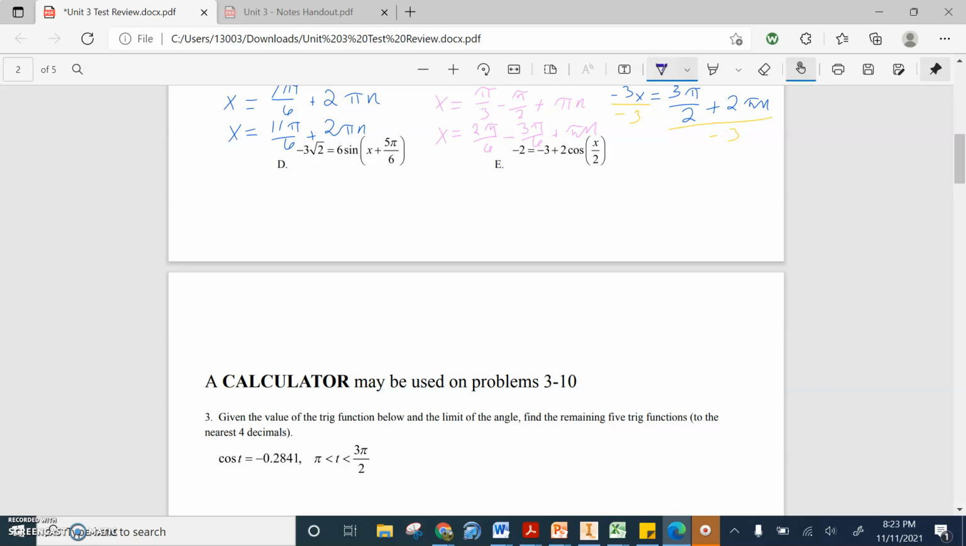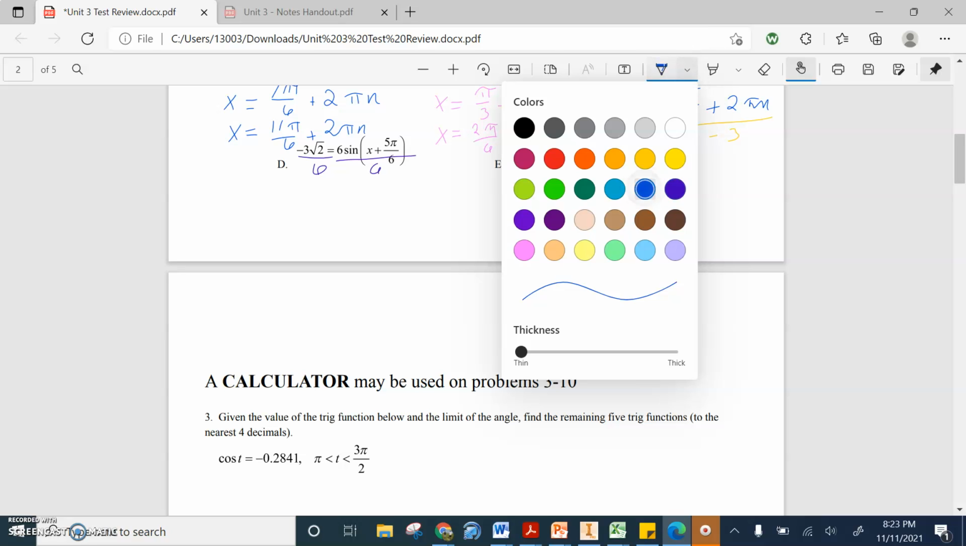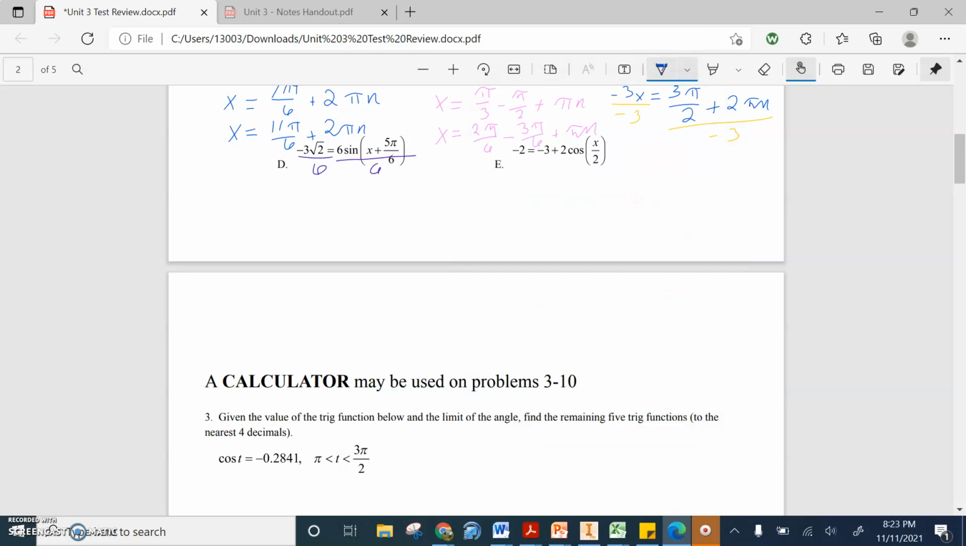So looking at D, remember the first step in solving these types of problems is getting the sine or the trig function by itself. Right now we have the sine of some stuff inside times 6, so we want to divide by 6 on both sides. And this is where I get questions. Students ask me, what do you reduce on the left side? Do we have to leave that -3 times square root of 2 over 6?